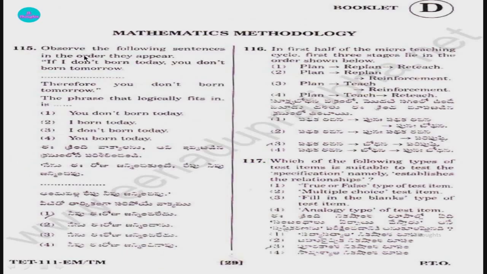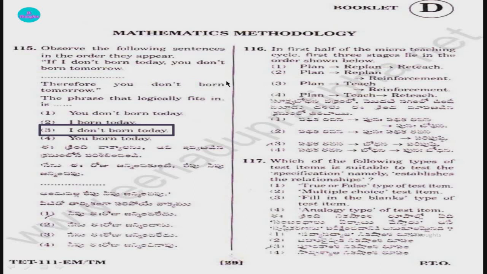Now, mathematics methodology 115. Observe the following sentences in the order they appear. If I don't want today, you don't want tomorrow. Therefore, you don't want tomorrow. You have to fill in the blank here. So what is it here?